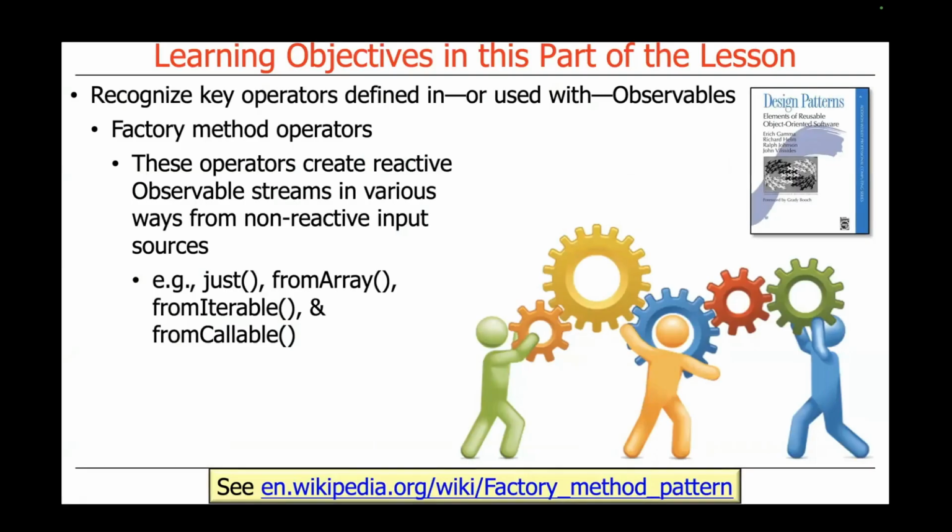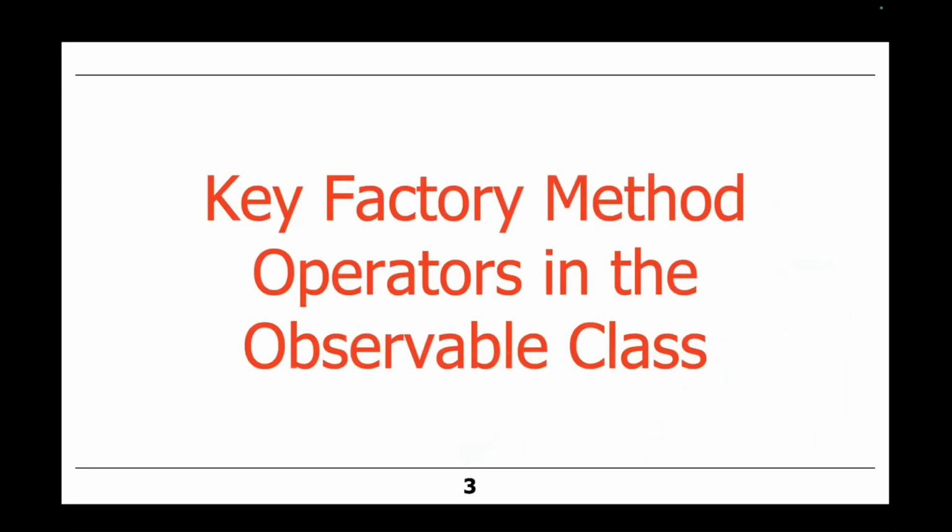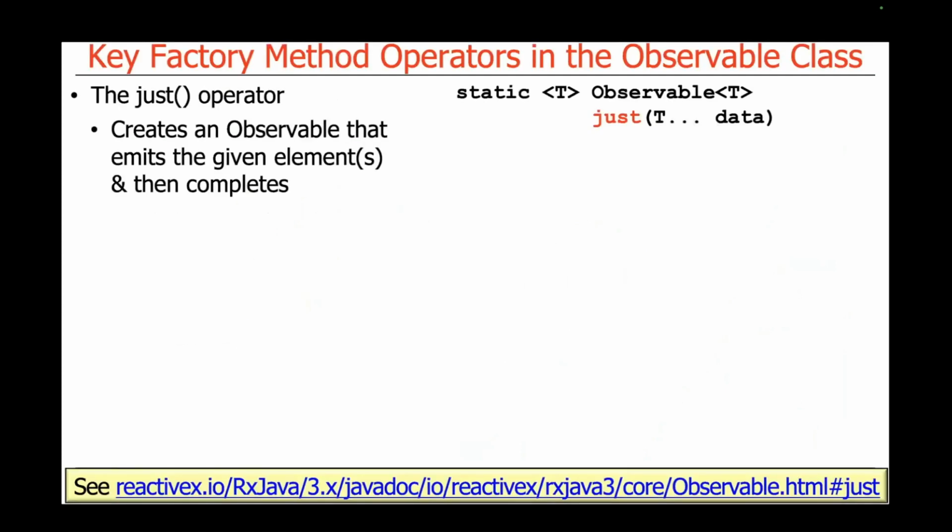As you might expect, factory methods are used to create various types of streams, in this case, streams of observables, taking input sources that are non-reactive and adapting them to work with the reactive paradigm and the reactive streams framework and implementation that's provided by the RxJava environment. So let's start by taking a look at the first and simplest of these factory methods.